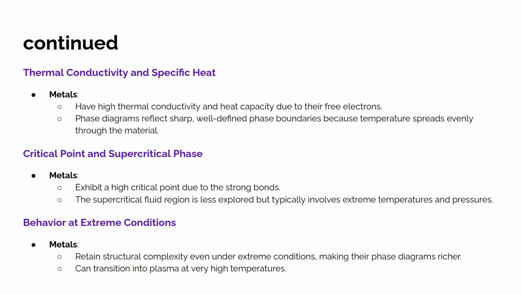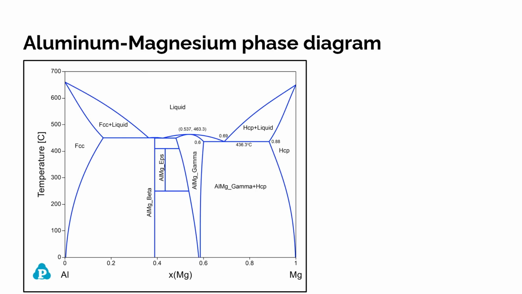Behavior at extreme conditions. Metals retain structural complexity even under extreme conditions, making their phase diagram richer, and they can also transition into a plasma at very high temperatures. So for the aluminum magnesium alloy, this is our phase diagram. If you'd like to pause and look at the specifics of it, you're more than free to do so.